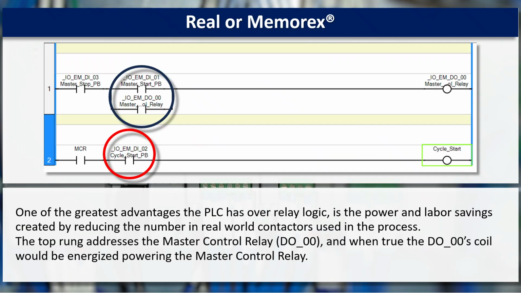One of the greatest advantages the PLC has over relay logic is the power and labor savings created by reducing the number of real-world contactors used in the process. The top rung addresses the master control relay, digital output 00, and when true, digital output 00's coil would be energized, powering the master control relay.